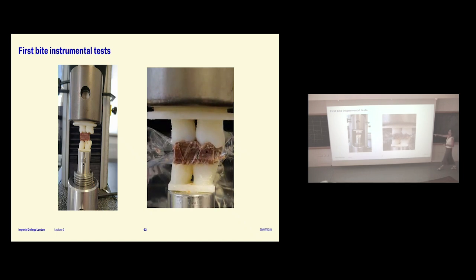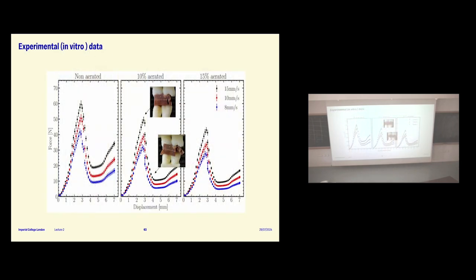And because we did it in a plastic bag, again, we could take the pieces and measure the size. And you could do the same, of course, in the finite element model. These are the experimental data that we got from this in vitro mastication tests for non-aerated 10% and 15% at different rates, 8, 10, and 15 millimeters per second. This is the rate that you squish down with the teeth.